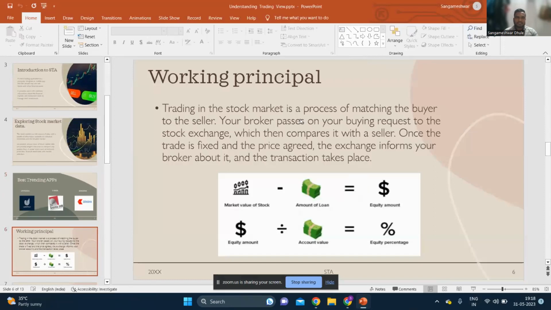So let's look at the working principle. First of all, we subtract the amount of loan from the market value of stocks. The remaining amount will be the equity amount. Then we divide it by our account value, and the resulting percentage will be our equity percentage. As the theory suggests, it's a process of matching the buyer to the seller. We pass our buying request to the stock exchange, which then compares it with the sellers. Once the trade is fixed and the price is agreed, the exchange informs your broker about it and the transaction takes place. So this is how the stock market application works.